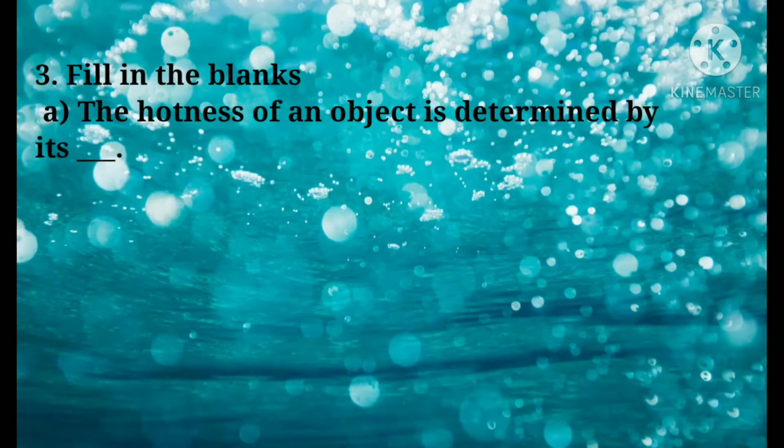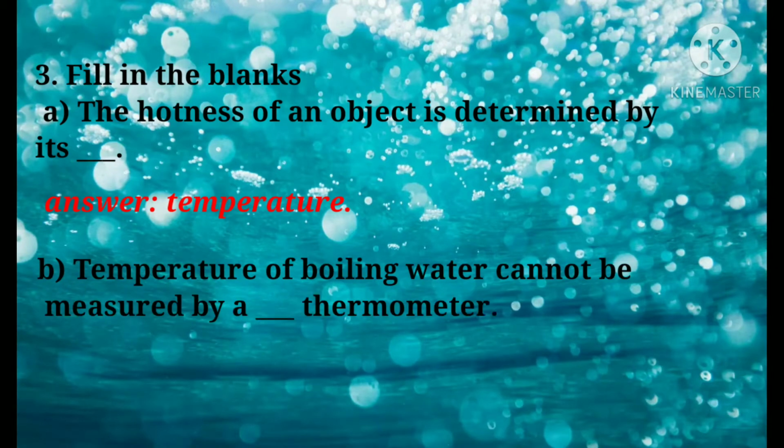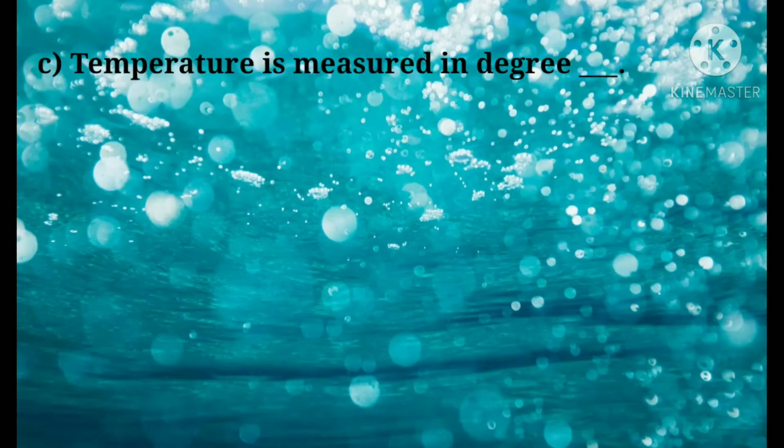A. The hotness of an object is determined by its dash. Answer. Temperature. B. Temperature of boiling water cannot be measured by a dash thermometer. Answer. Clinical thermometer. C. Temperature is measured in degree dash. Answer. Celsius.